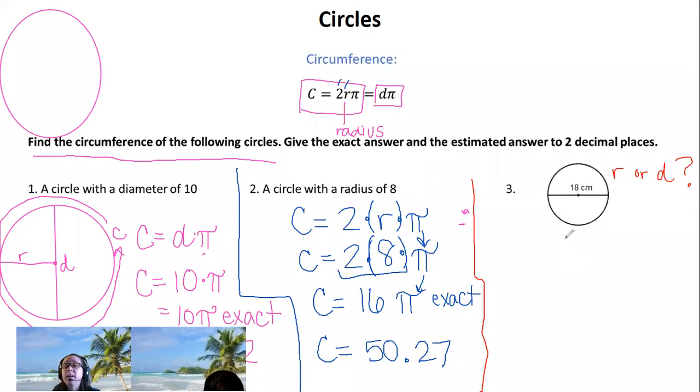It is a diameter. It goes all the way across the circle. So we're going to use the diameter formula. Pi times diameter. So what would my exact answer be? How many pi's? If I replace that diameter with the diameter I'm given, how many pi's would I have?